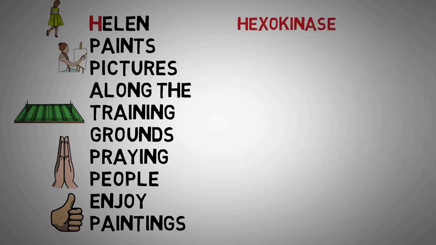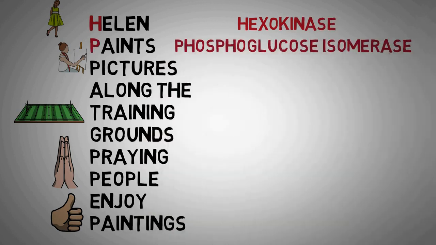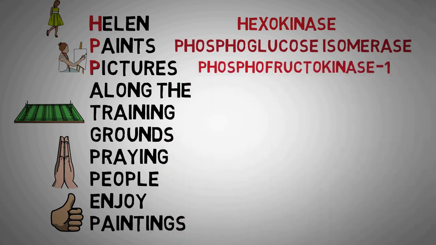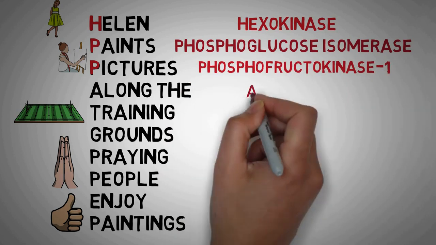glucose into glucose 6-phosphate. P stands for phosphoglucose isomerase, the enzyme which converts glucose 6-phosphate to fructose 6-phosphate. The next letter we have in this mnemonic is again a P, and the enzyme here is phosphofructokinase 1, which converts fructose 6-phosphate to fructose 1,6-bisphosphate.